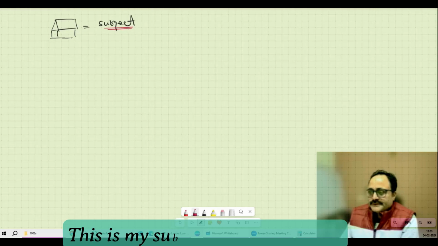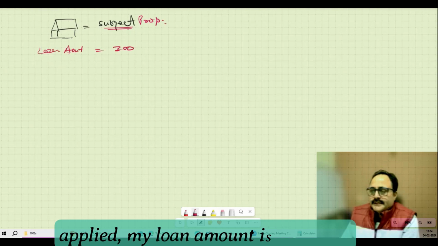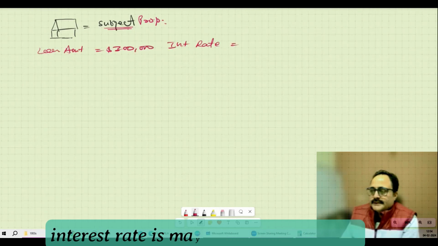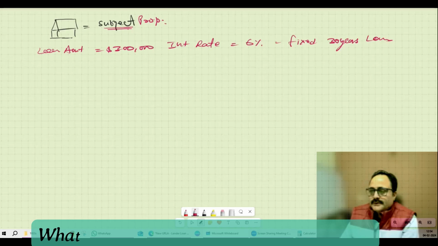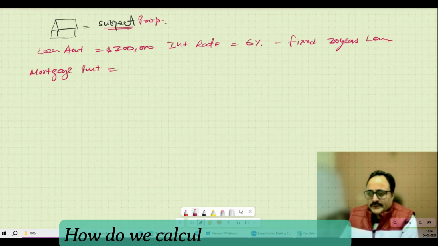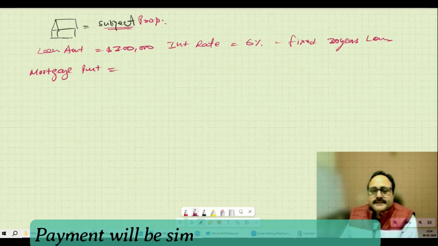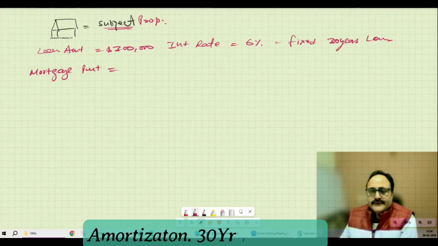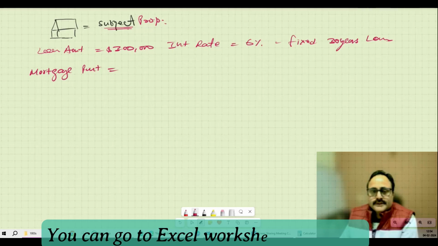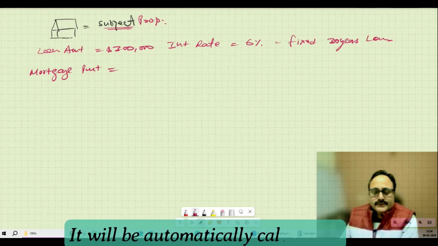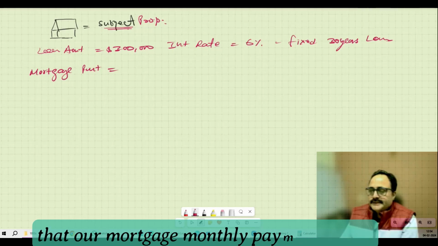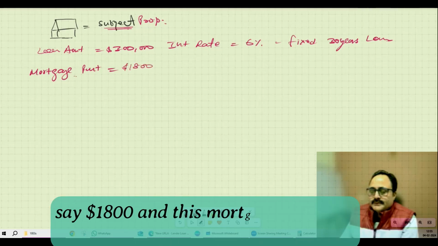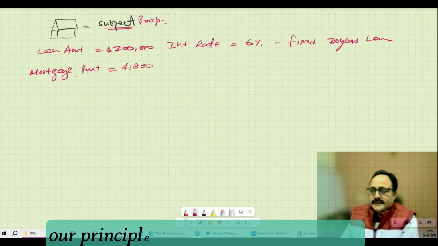Okay, so this is my subject property. I applied for a loan. My loan amount is $300,000. The interest rate is maybe 6%. It's a fixed 30-year loan. So now what is going to be my mortgage payment? How do we calculate the mortgage payment? It will simply be calculated based on amortization. For a 30-year fixed loan, you can go to an Excel worksheet or your software and it will be calculated automatically. I'm giving you a hypothetical amount: our monthly mortgage payment is, let's say, $1,800. This includes our principal and interest.